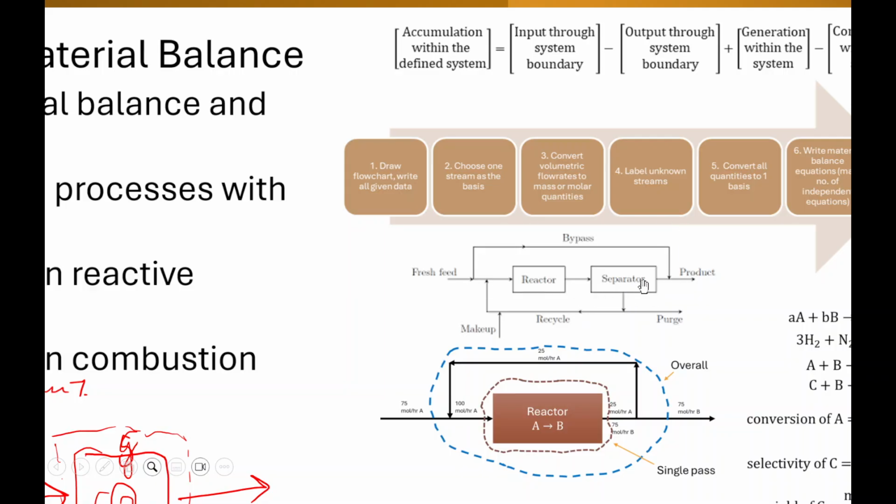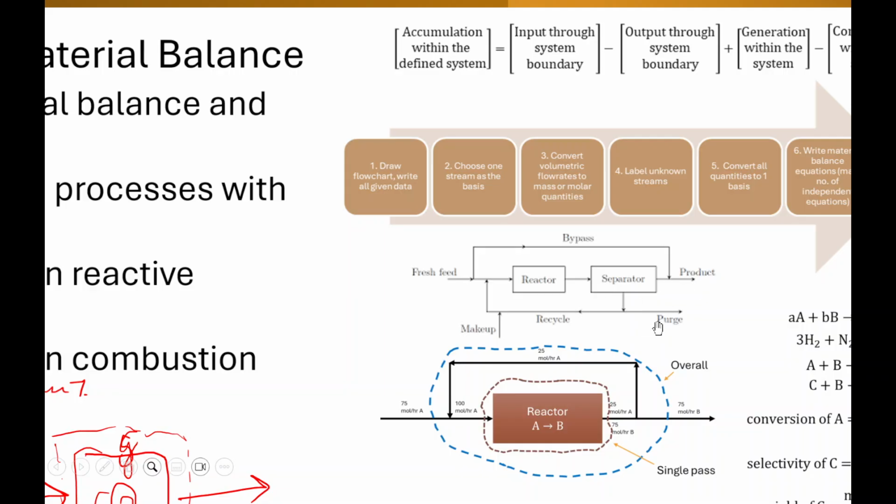Then there is the bypass. You don't want some component in the feed to be reacted, and sometimes it is used for maintaining the output flow rate. So you take some cut from the feed and bypass it around the reactor and separator. This amount of feed does not go into the reactor or separator and is added downstream of the separator.